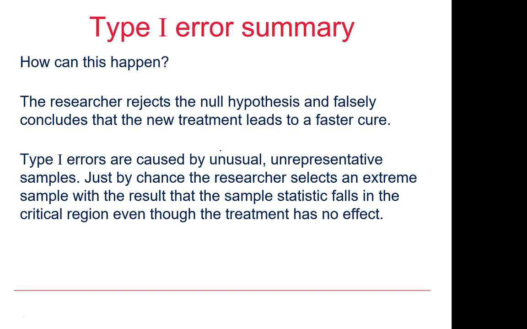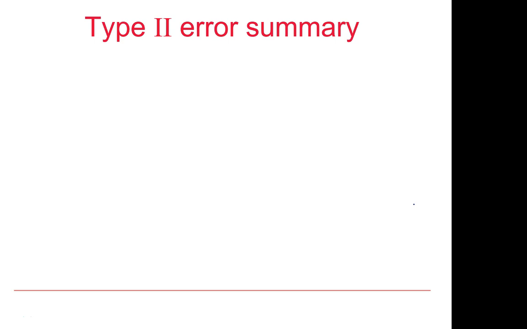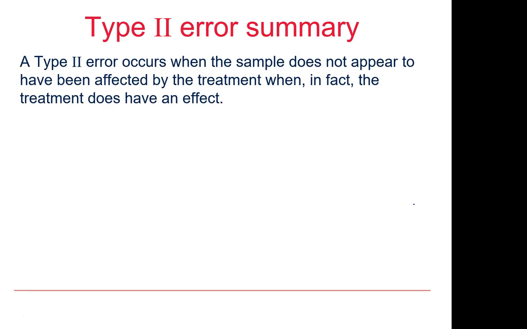Well, we're rejecting the null hypothesis based on our sample data, and that, as I was saying, is normally because you just happen to have a freak sample. We just happened to get a sample where we got an extreme result, so our test stat fell into the critical region, even though actually the treatment had no effect. With a type 2 error, this means that our sample didn't appear to indicate a treatment effect. So we just happened to get a sample that did not indicate a change.